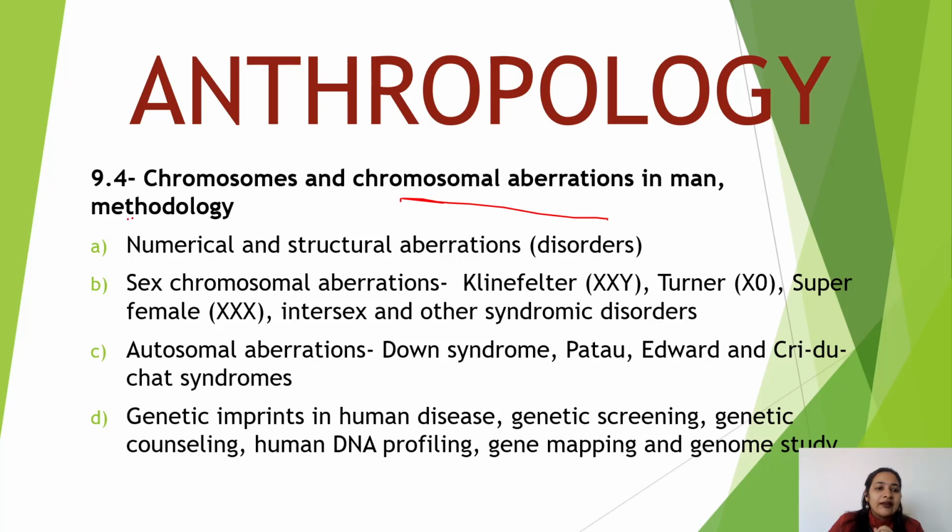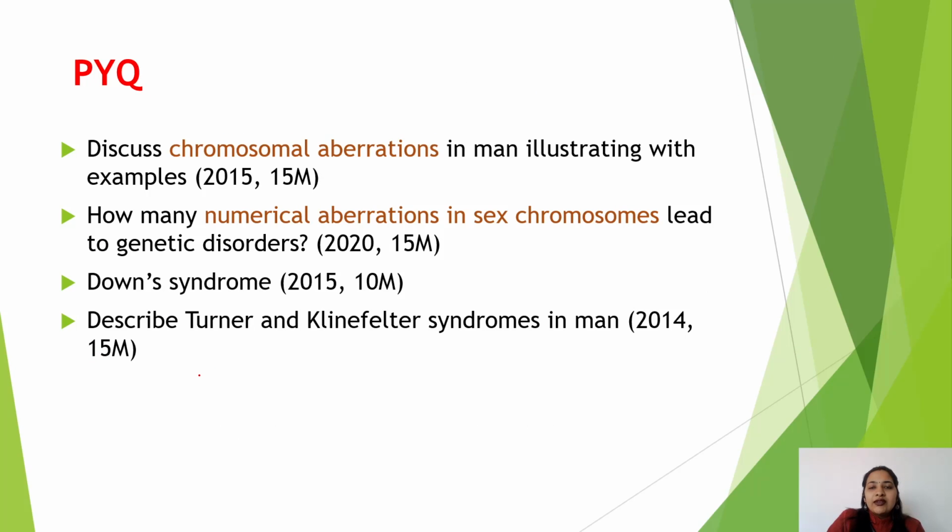So today we will be covering these three topics A, B and C, that means numerical and structural aberrations, sex chromosomal aberrations, autosomal aberrations. So what are sex chromosomes, what are autosomes? All this has been explained in the previous video, because only when you understand them is it easy to understand the errors in them, right? So you can first watch that part and then carry on with this part.